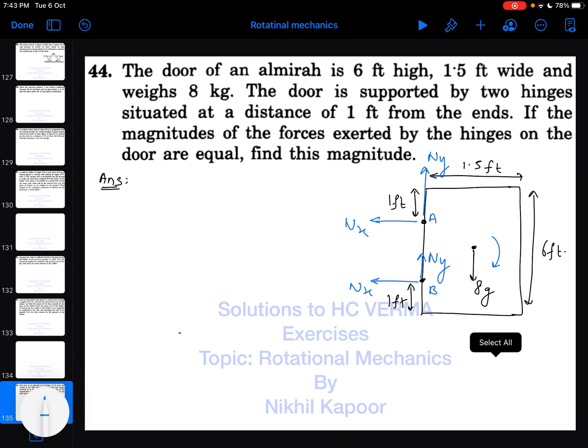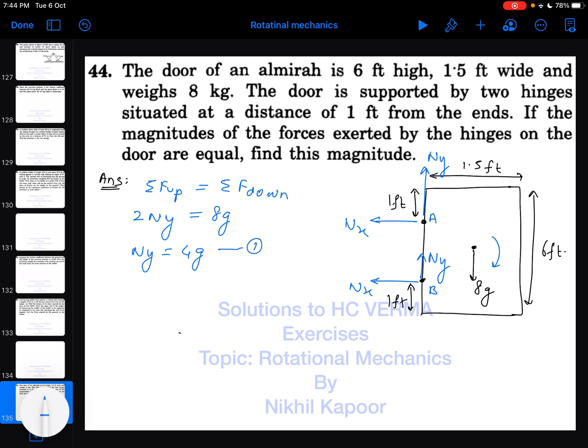Now as the total force acting up must be equal to total force acting down, so the sum of all the forces acting up must be equal to the sum of all the forces acting down. That is, Ny plus Ny, which is 2Ny, is equal to 8g. So Ny comes out to be 4g, and that is our equation 1.